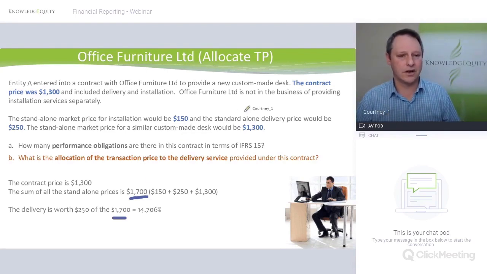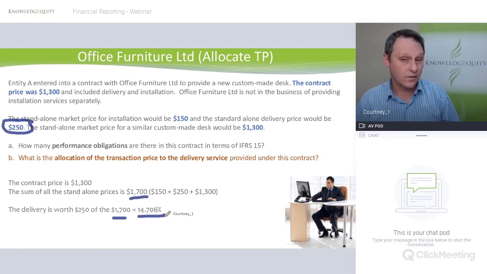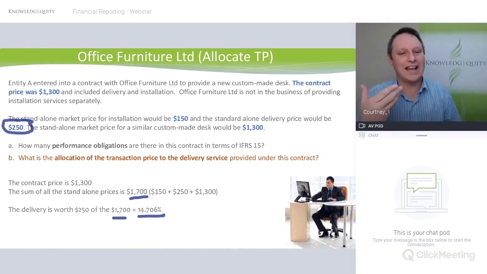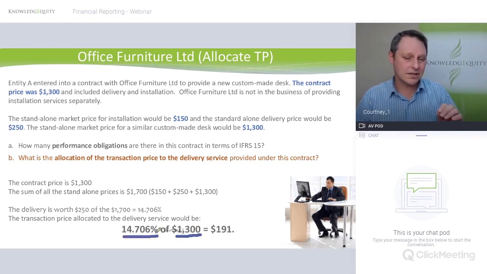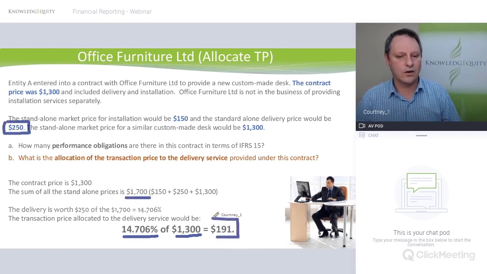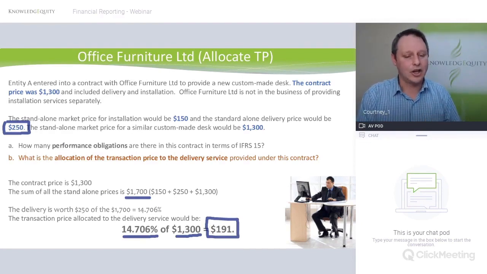So if we've got delivery and it's $250 of a total value of $1,700, it's nearly 15%. So then we allocate this percentage to the total transaction price, and that gives us our portion. So $1,300 is our transaction price. 14.7% is linked because we've done our percentage weighting of what the $250 is of $1,700, gives us $191. And the remainder would be allocated to the desk.